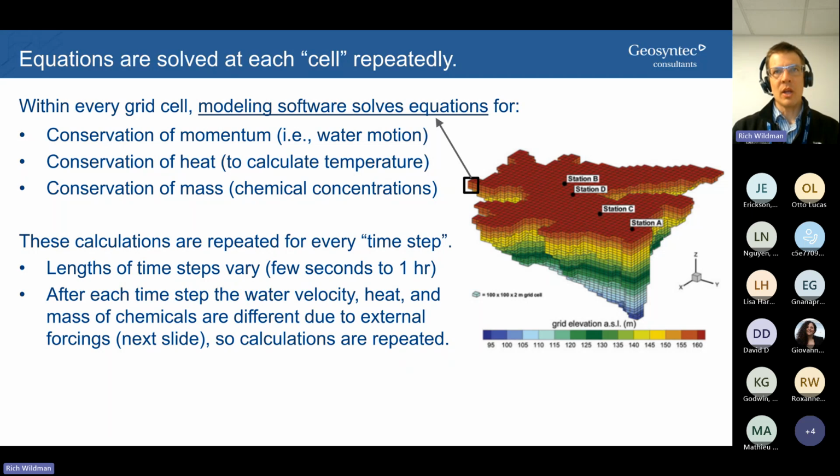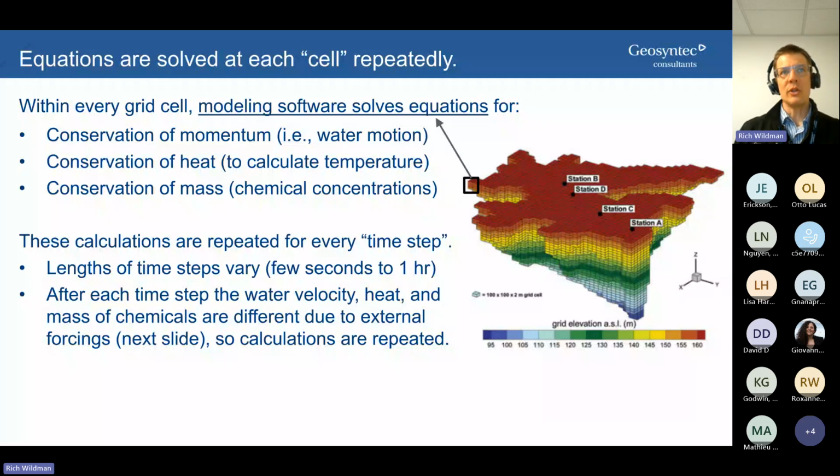After each time step, the water velocity, the heat, and the mass of chemicals are different due to external forcings, which we'll talk about on the next slide. So the calculations are repeated. But to summarize it here, external forcings are like the river flowing in. As the river flow rate changes, you'll have a different velocity of water entering the upstream end of the reservoir. So you need to recalculate the momentum at every cell all throughout the reservoir at every time step.